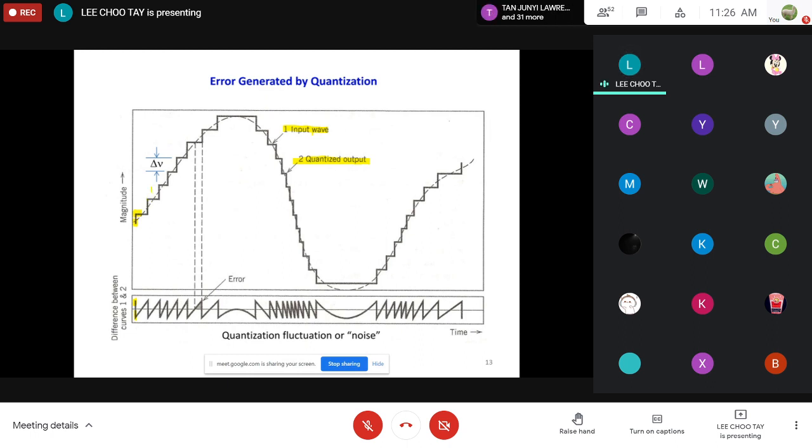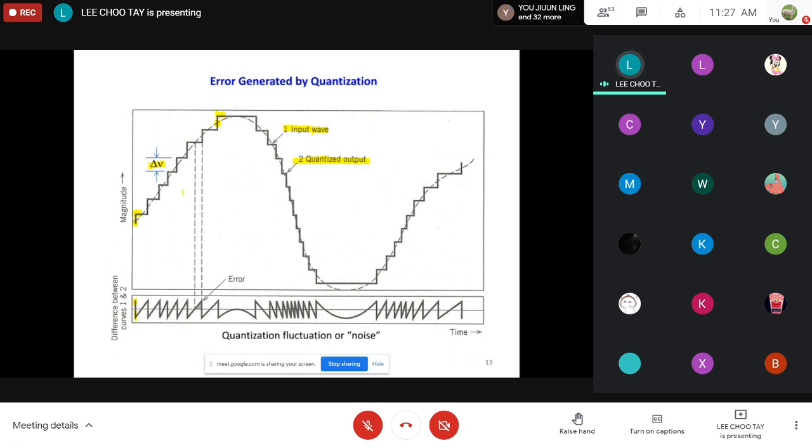If you take a look at the next one, this is the voltage of the input wave, but it is quantized into this level. Again, the difference is your error. The biggest error you can ever have is delta V over 2. Your step size is delta V, so the biggest error is delta V over 2, because it always quantizes to the nearest level. It can be a higher level or a lower level, depending on whether the voltage of the input wave is closer to the higher level or the lower level.